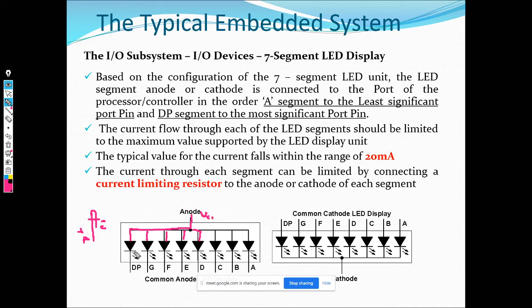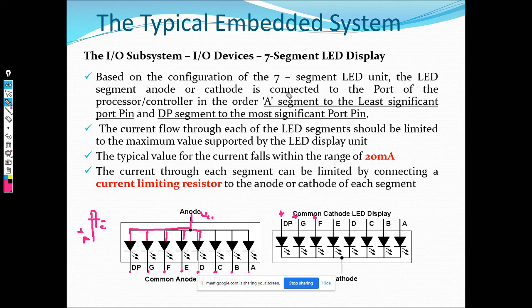And then you have different cathode pins. Now you supply the voltage and program these pins differently, so you decide whether the circuit is going to get completed or not. The other way to do that is a common cathode. You connect all the cathodes together, and then you complete the circuit only for selected LEDs. So there are two types: one is the common anode type, and the other is the common cathode type.